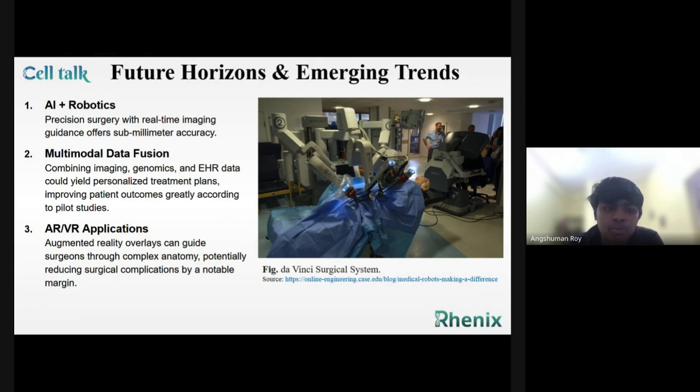The second is multimodal data fusion. We can combine imaging with genomics and EHR data, which can yield personalized treatment plans and greatly improve patient outcomes. Then there are AR and VR applications. Augmented reality overlays can guide surgeons through complex anatomy, potentially reducing surgical complications by notable margins.